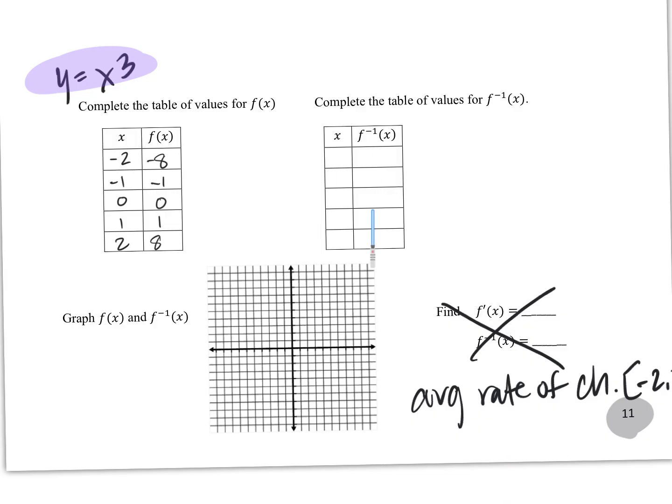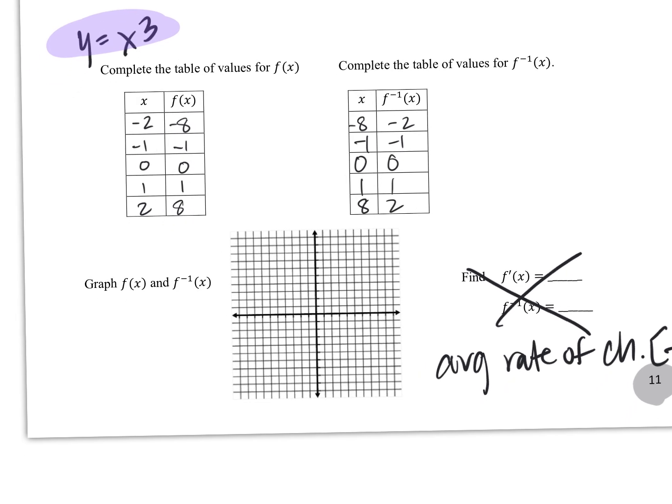The inverse. Let's go flip those points. If the function had the point -2, -8, what does the inverse have? -1, -1 turns into -1, -1. 0, 0. 1, 1. So many same points. 8, 2. Great. We're going to plot both of those.